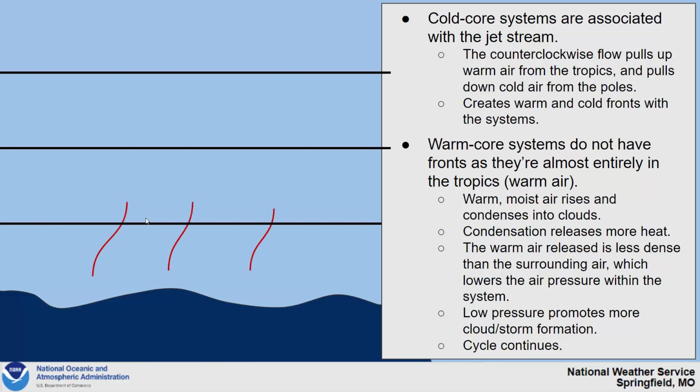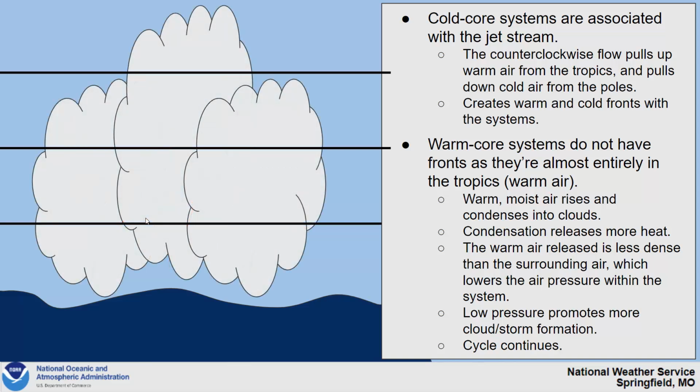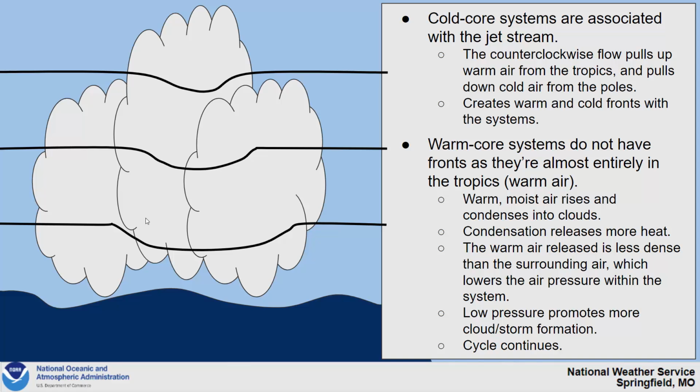The warm, moist air above the tropical waters rises and condenses into clouds. The process of condensation actually releases more heat in the air column. Since this warmer air is less dense than the air around it, the pressure within the storm lowers. This creates the low pressure at the center of the storm. The low pressure promotes more cloud and storm formation, which lowers the pressure more. And the cycle continues with the storm getting stronger until it becomes a hurricane. It'll keep getting stronger until something stops it, and we'll talk about that later.